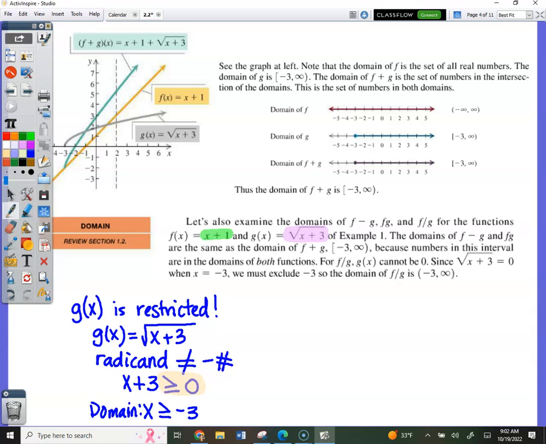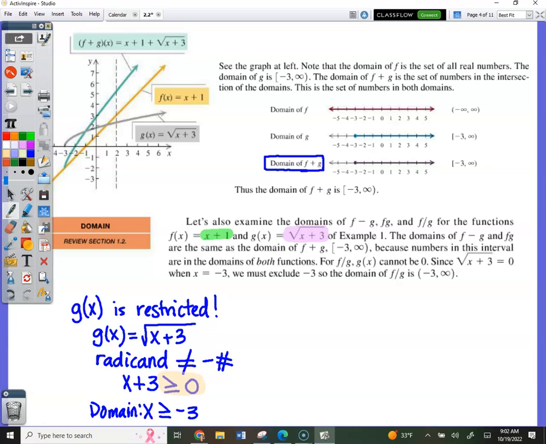To get the domain of these two functions added together, I have to take the most restricted function's domain, and that's my domain of the sum, or even the difference of them. So if you look at it, this is the domain of f, this is the domain of g. So what would the domain of f plus g be? It's going to have to take into account that restricted one right there. So that sets the tone. Notice it's the same domain as what just g was.